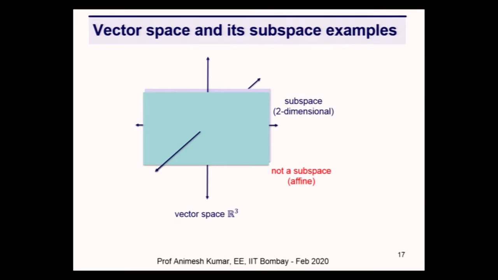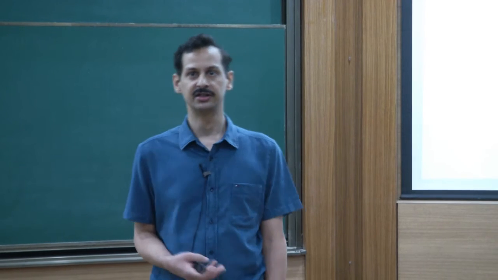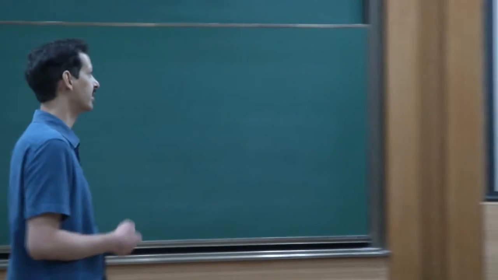So we ended at this note that if a subset is not passing through the origin, then it's not going to be a subspace. In other words, for a subspace, it is mandatory that the zero vector, or the origin, is part of the subspace, right?